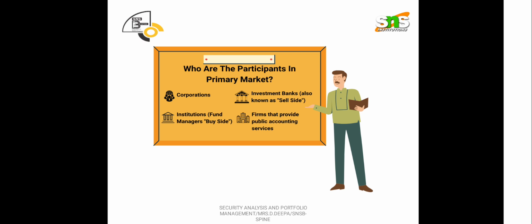So they again become participants. And next, firms that provide public accounting services, any kind of firms. All these participants play a major role in the primary market.